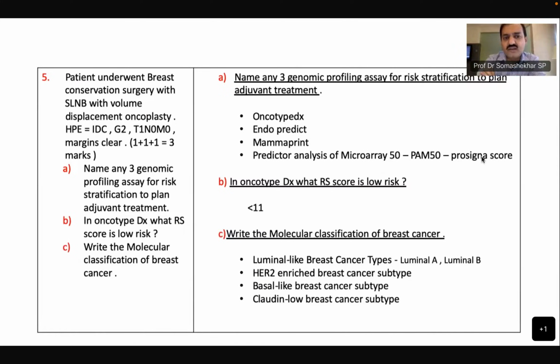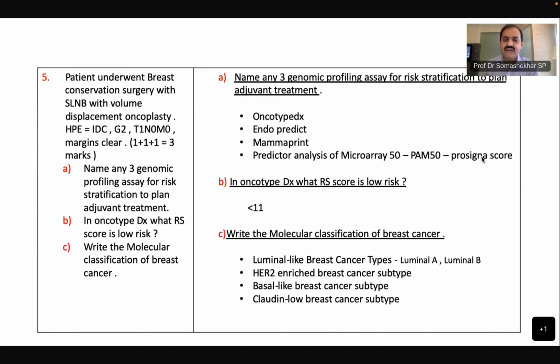Next question: name 3 genomic profiling tests: Oncotype DX, EndoPredict, MammaPrint, PAM50 assay. It is also called Prosigna. Any 3, remember: Oncotype, EndoPredict, MammaPrint, Prosigna. It's also called PAM50. Now, if you use Oncotype, an RS score of less than 11 is counted as low risk. Please remember this. This is asked in practical exams.